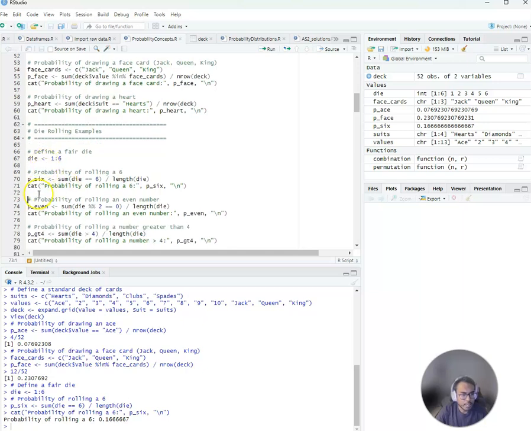Probability of rolling an even number, I define that as P even. All possible cases where the rolled number is an even number. And to do that, we typically use this function over here.